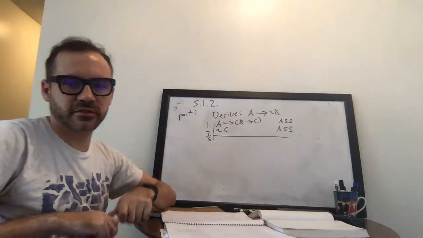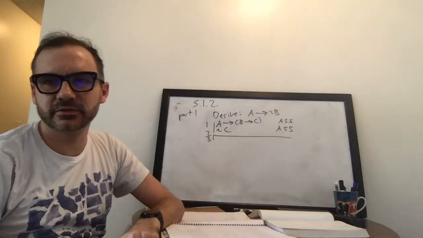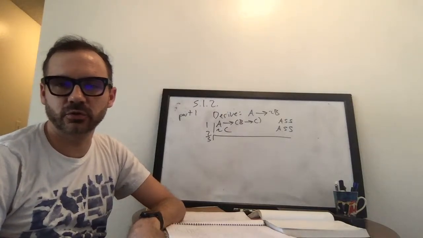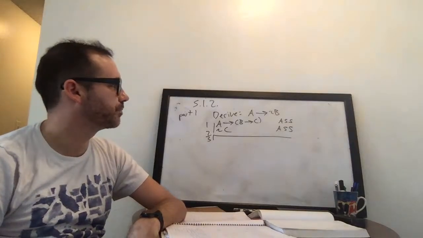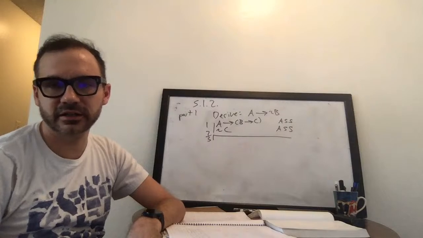First of all, my question is this, and you should always ask this question when you see a problem. What's the main connective of the sentence that I've been told to derive? And what is it? What is the main connective of the derived sentence that is your goal? Correct, it is the conditional.